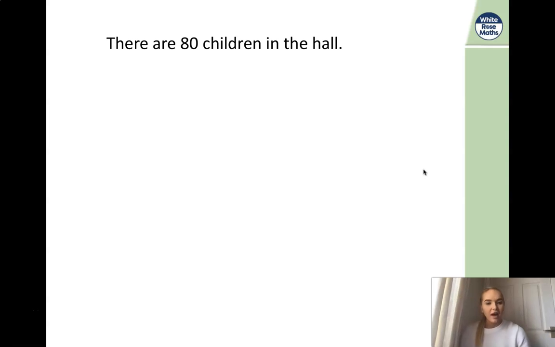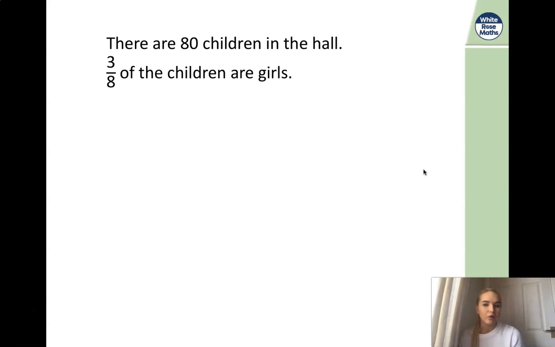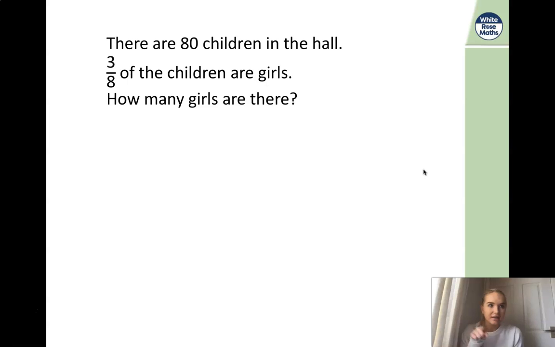So, there are 80 children in the hall. 3/8 of the children are girls. How many girls are there? Well, we know that we have 80 children altogether. Are we going to use our counters to count 1, 2, 3, 4, 5, 6, all the way up to 80? No, we're not, are we? We could use base 10, or we could use place value counters. We're going to use base 10.